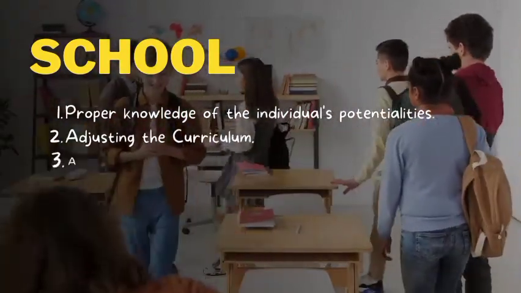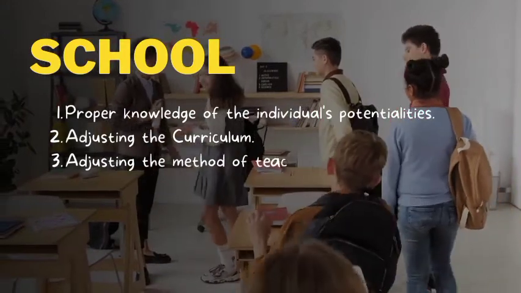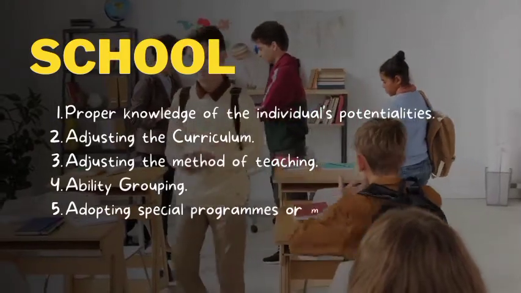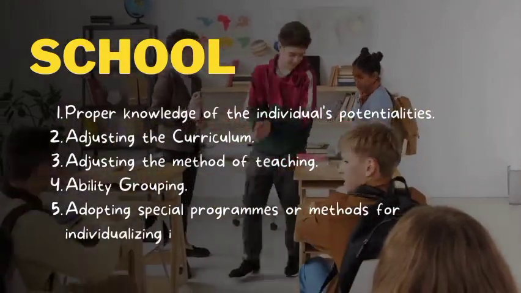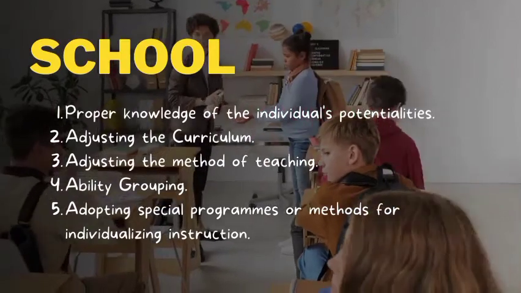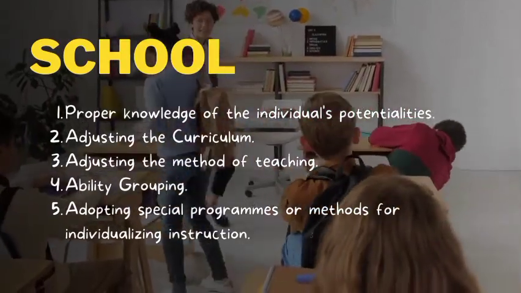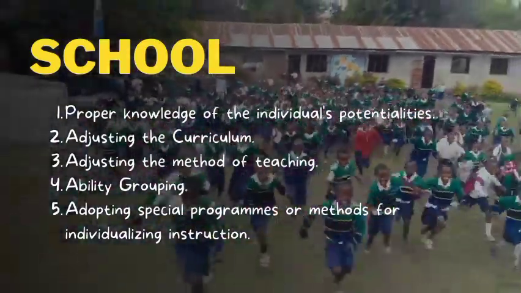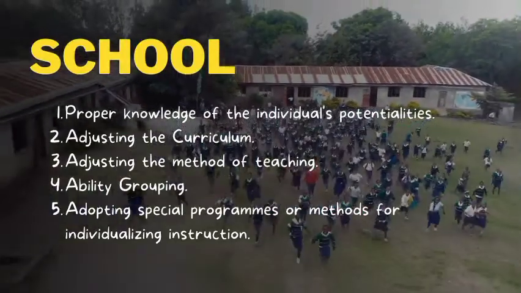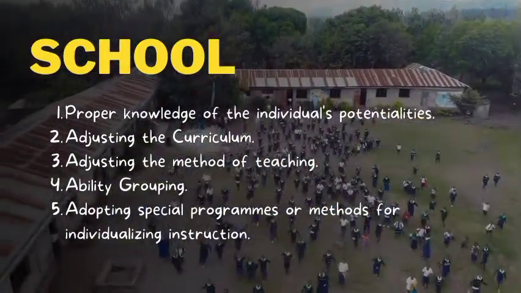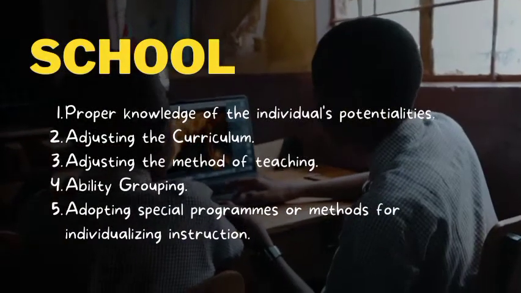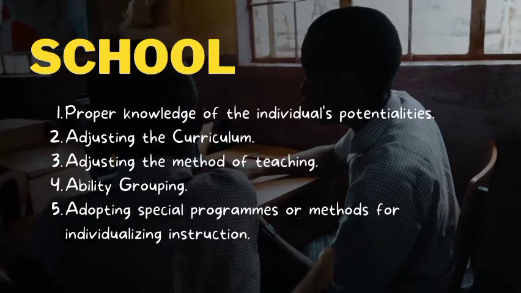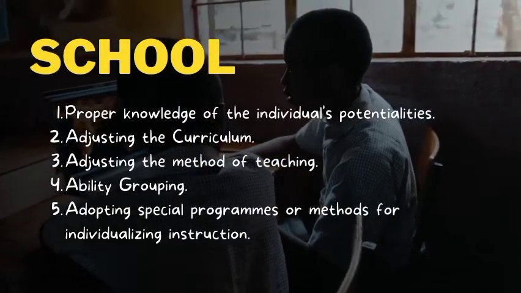Number 2, the school adjusts the curriculum that would fit and that is adequate for the individual differences of the learners. Number 3, adjusting the methods of teaching. Teachers embrace differentiation in teaching approaches. Number 4, ability grouping. And number 5, adapting special programs or methods for individualizing instruction. School must be adequate and serviceable where the learners learn well and progress rapidly and that fosters inclusion in the classroom. Otherwise, students or pupils will be retarded in learning.